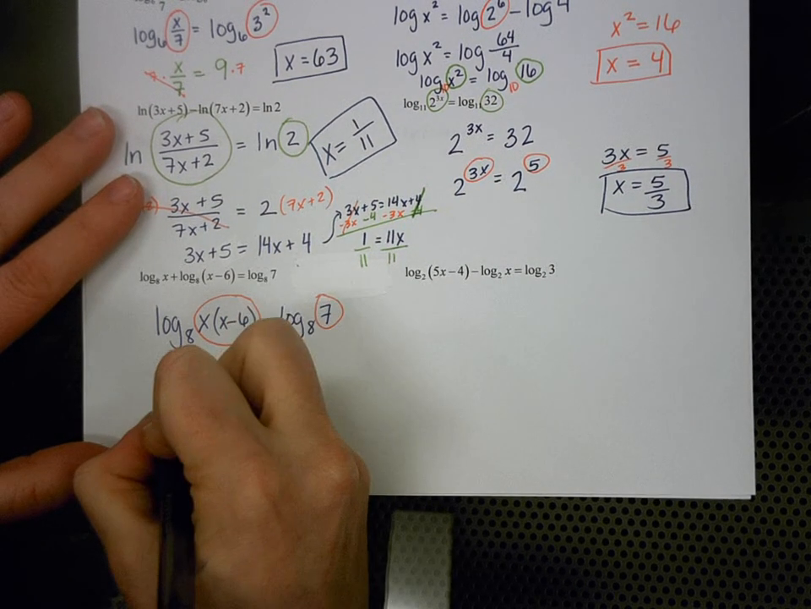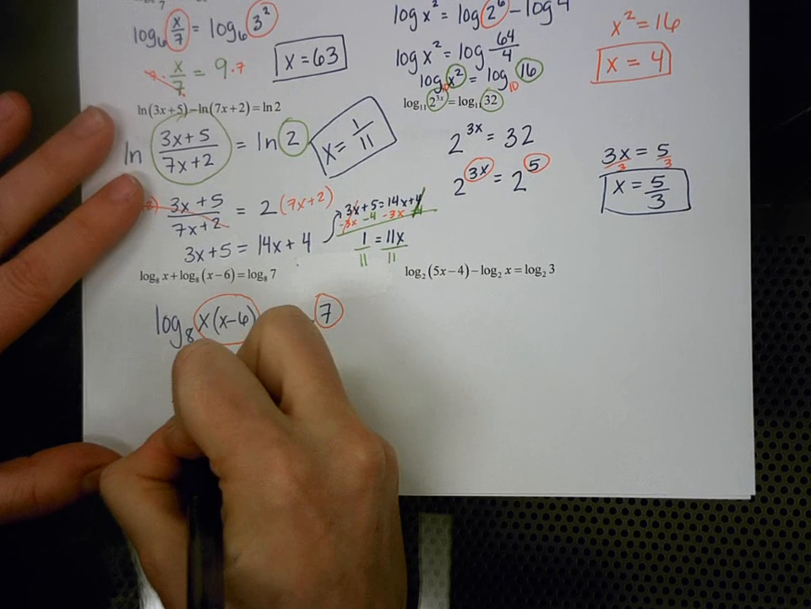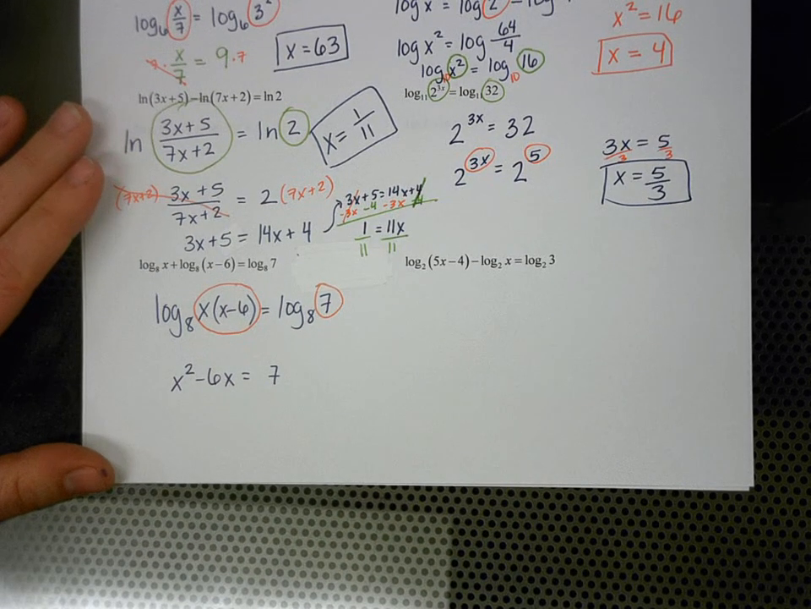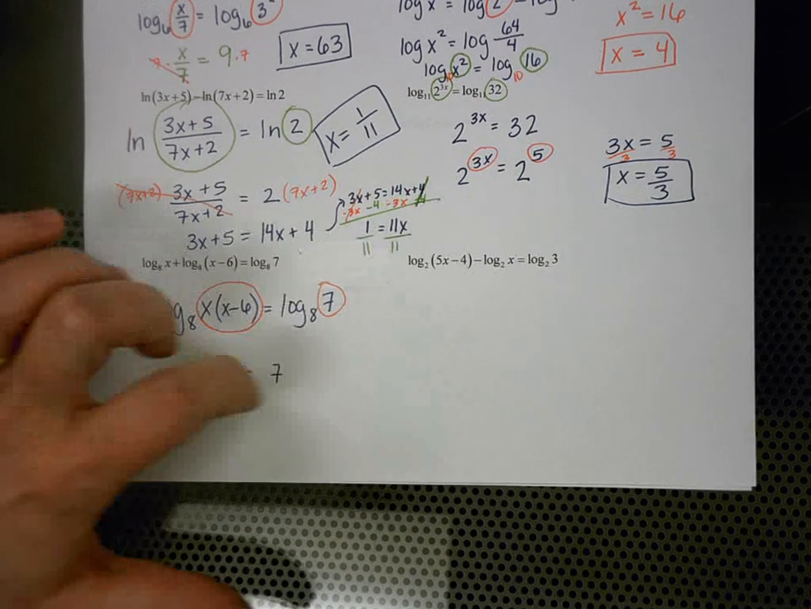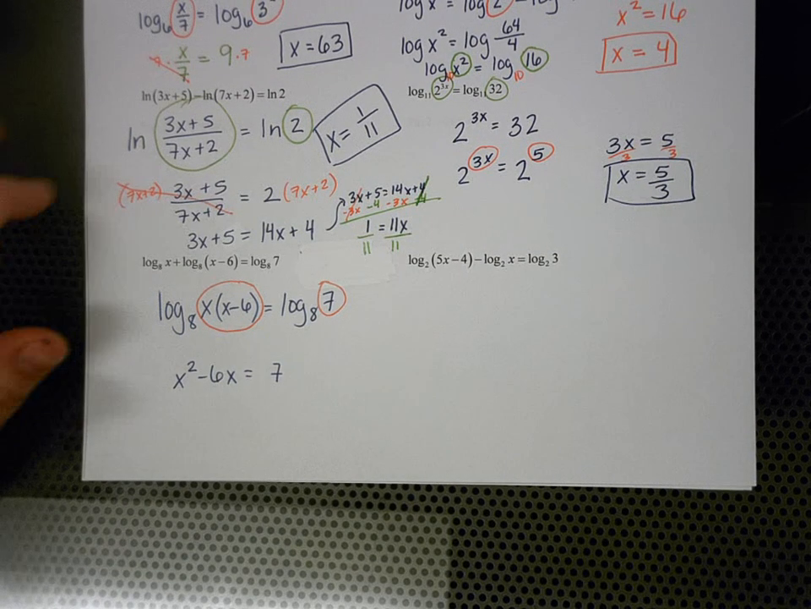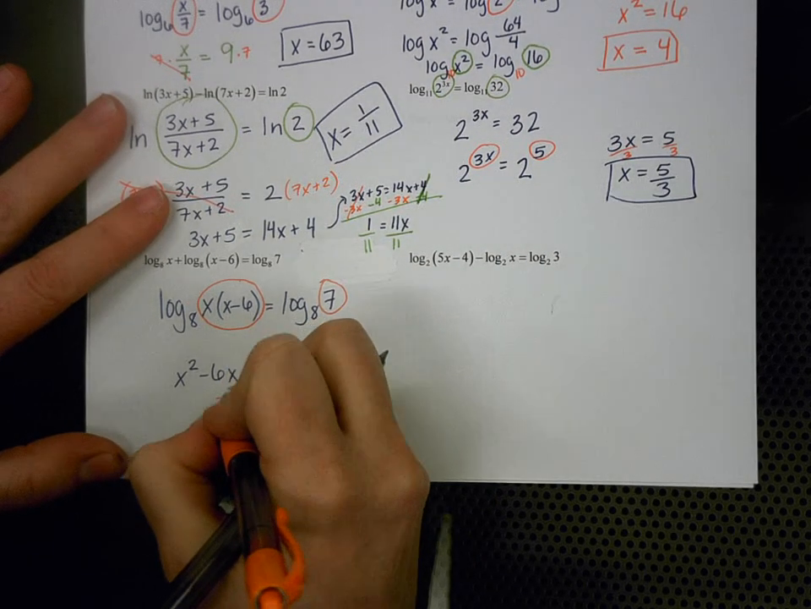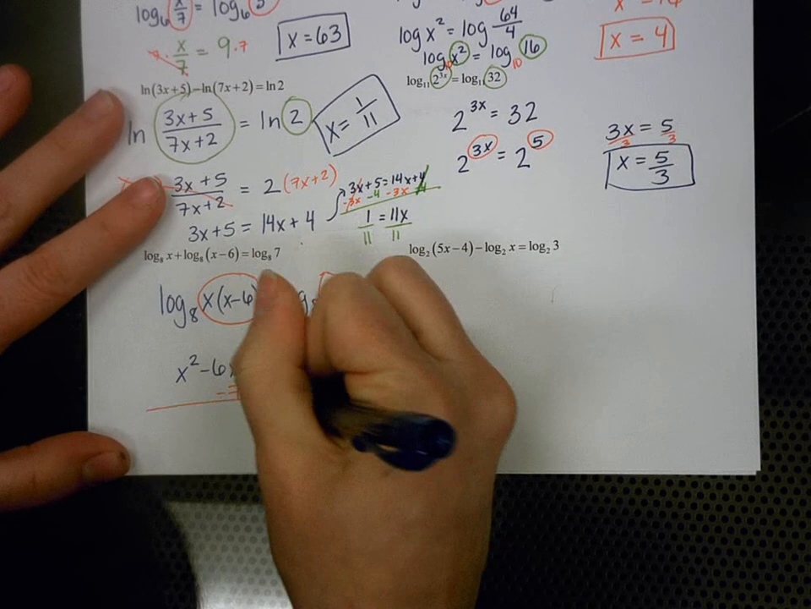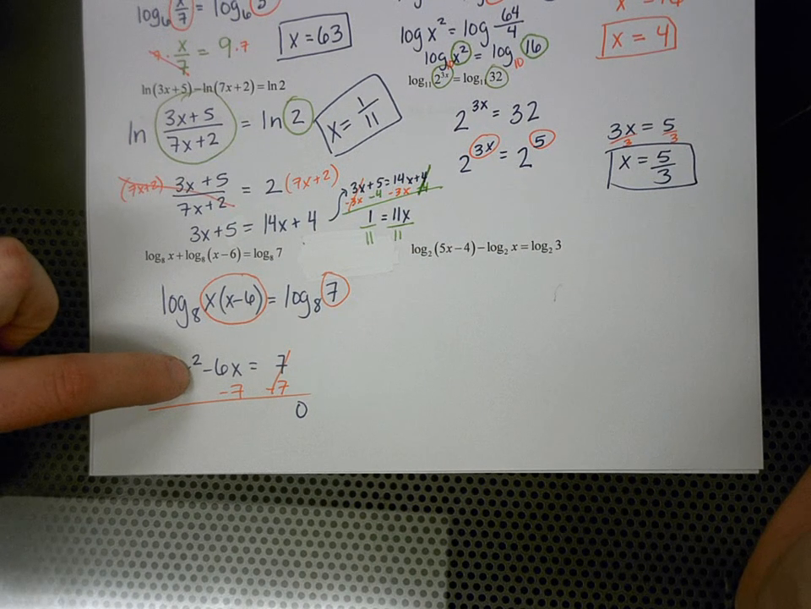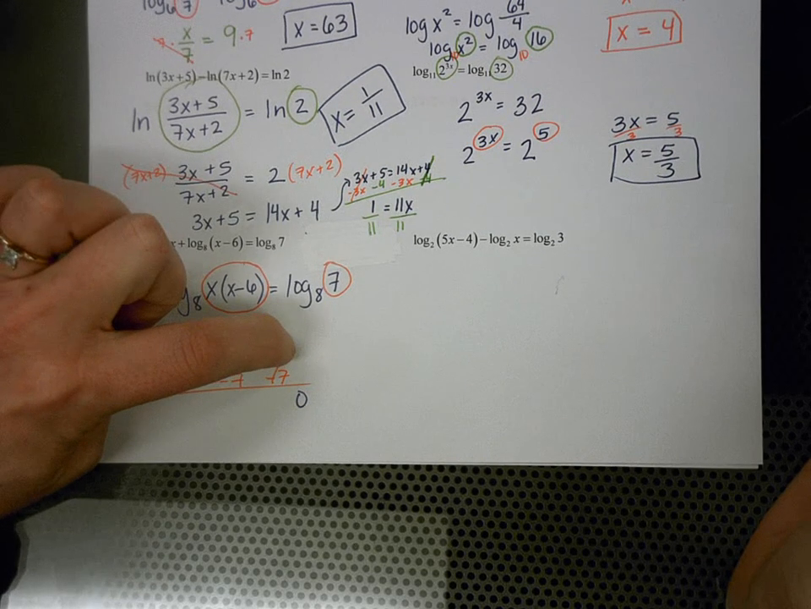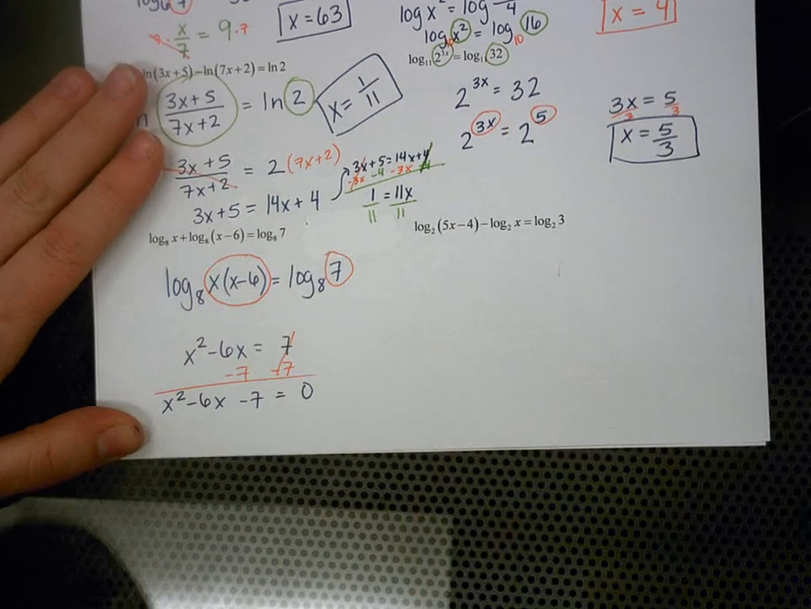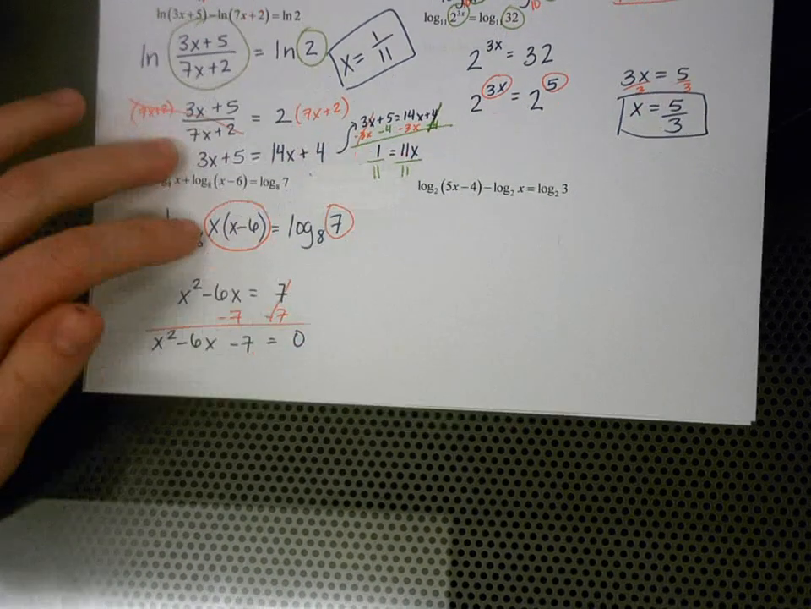X times x minus 6, x times x is x squared, x times negative 6 is negative 6x. That's going to be equal to 7. You can solve a trinomial if it's equal to 0, right? All right, so 7 minus 7 is 0. How did I know it was going to be a trinomial? I have a squared term, an x to the first, and a constant. They just have to be all on the same side if we're going to solve for x.